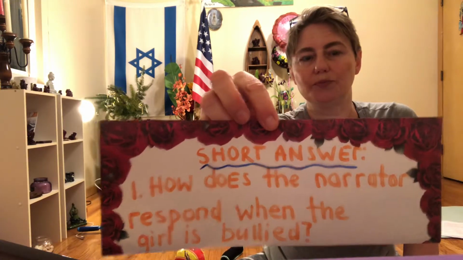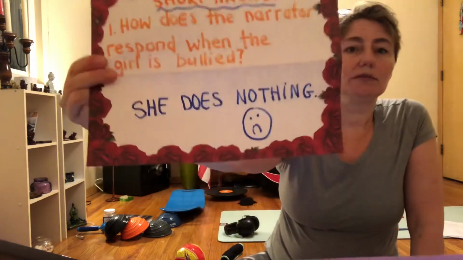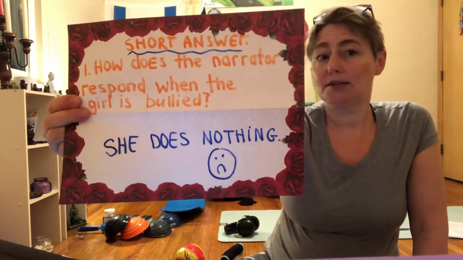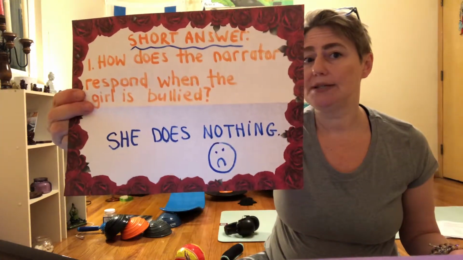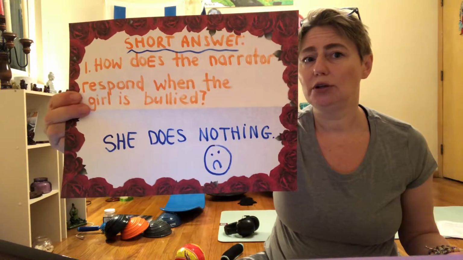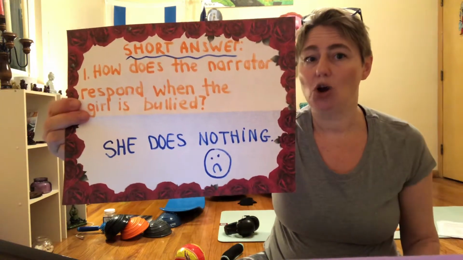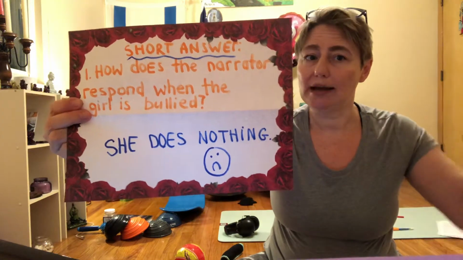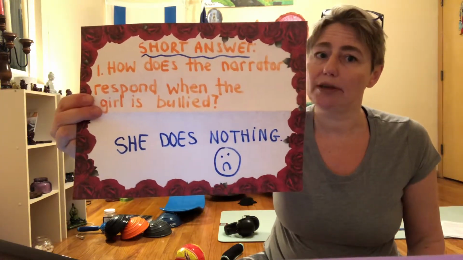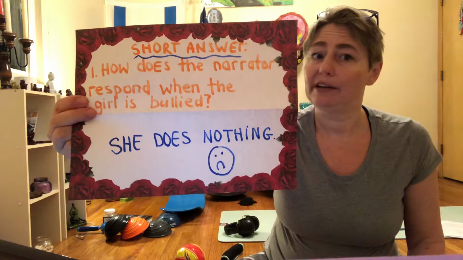What did she do? The correct answer is she does nothing. She does not help the girl. She does not sit with the girl. She does not talk to the girl. She does not talk to the bullies. She does nothing.